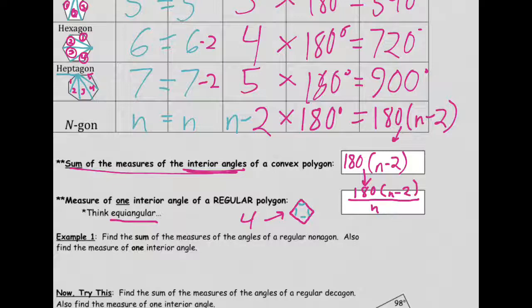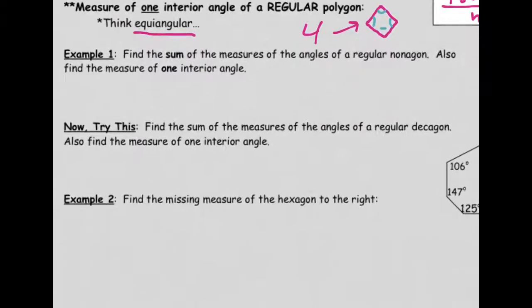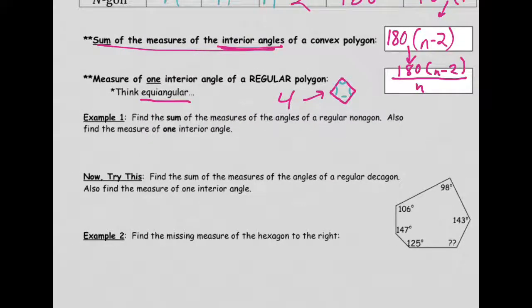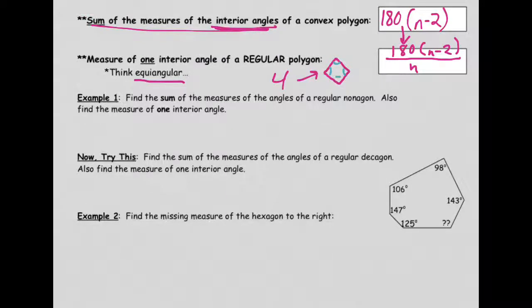Okay, so let's put this to use. I know it may not make complete sense right now, but let's look at an example and see if an example helps out. I'm going to keep my angle and my equation right there. Example 1 says, find the sum of the measures of the angles of a regular nonagon. So we know that regular means everything's going to be equal, and we know that non means 9. We're looking at the sum of the measures, so all of the measures. Also find the measure of one interior angle. So we're actually going to use both of these. We're going to use this one first to find the sum of the measures, and then we're going to use this one to find one angle.